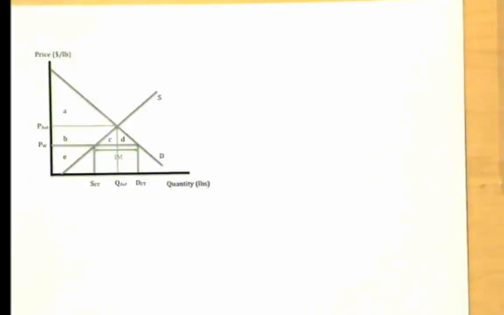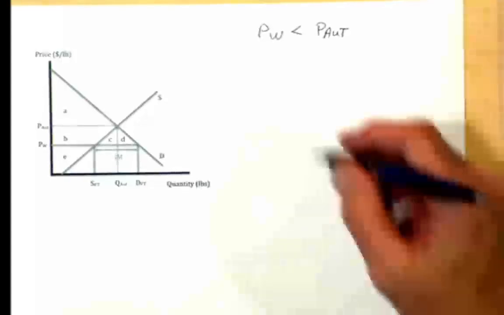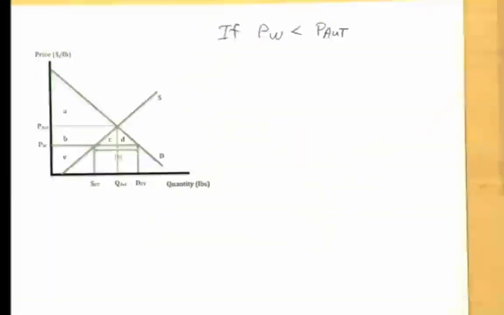Now we're going to open up the trade, but we're going to find that the world price is not greater than the autarky price. What if we open up in another market and the world price is less than the autarky price? So this is going to be if PW is less than PAUT in a market, and this would have to be a different market. You can't simultaneously have a higher price and a lower price in the same market. So this has got to be some other product. And what would happen if we have a lower price for the product? Now, the lower price is going to inspire trade by virtue of consumer behavior now.